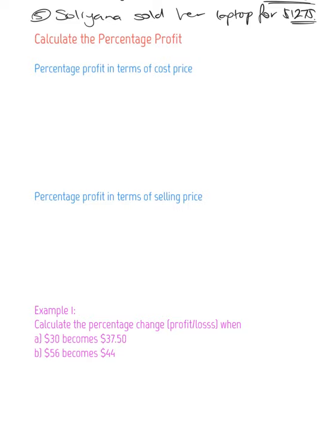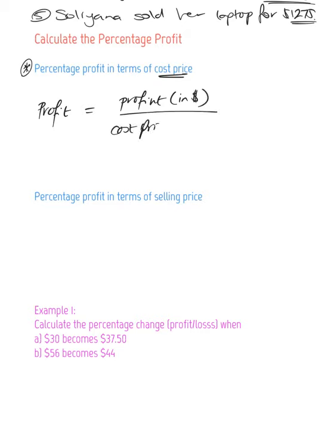The next concept we will have a look at is calculating the percentage of a profit. Now there's two ways to go about this. The most common way is the very first way, and that's percentage profit in terms of cost price. We generally take this in terms of cost price, and the formula for that is profit, now that's in dollars, over cost price, and again that's in dollars, and we're timesing that by 100.